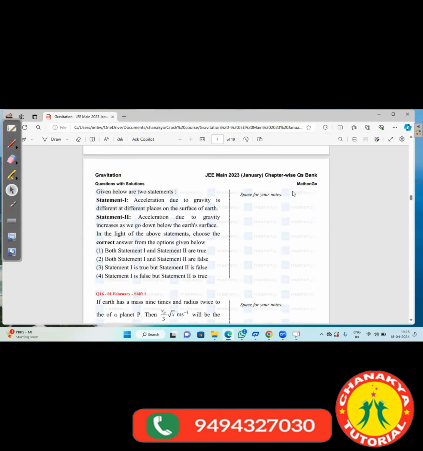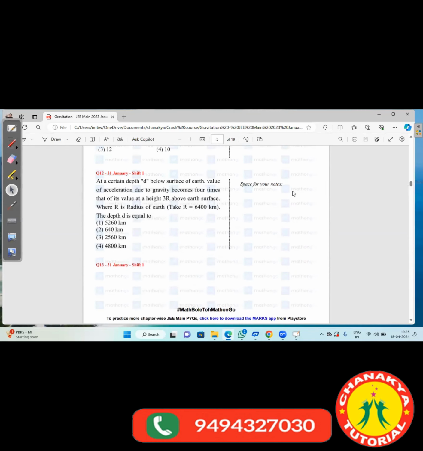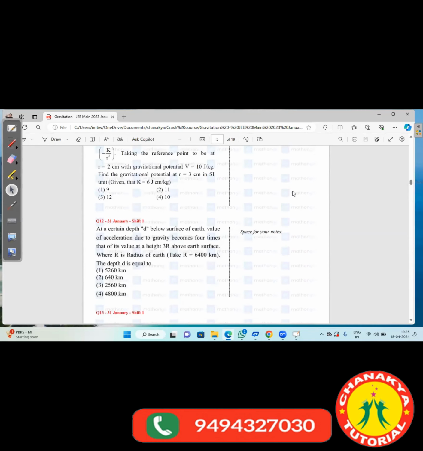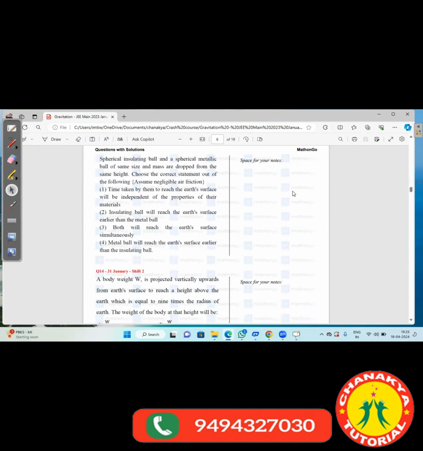Okay, so we had done question number 12. This is 11, 12 we have done. Let's see question 13. A spherical insulating ball and a spherical metallic ball of same size and mass are dropped from the same height. Choose the correct statement out of the following. Assume negligible air friction. The time taken by them to reach the Earth's surface will be independent of the properties of their materials. So is this true or false?